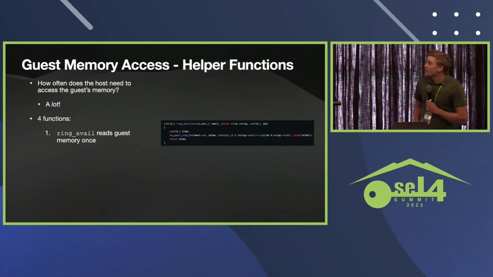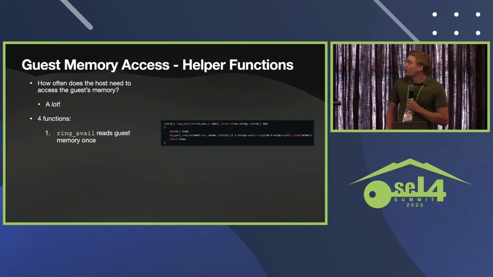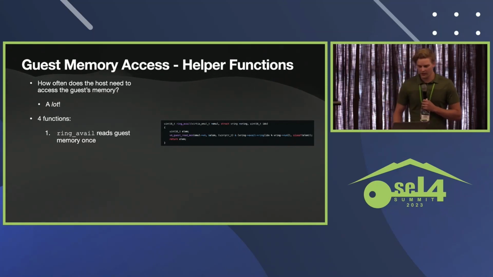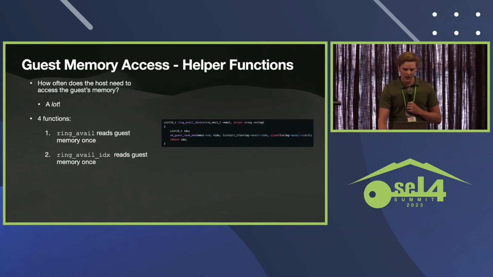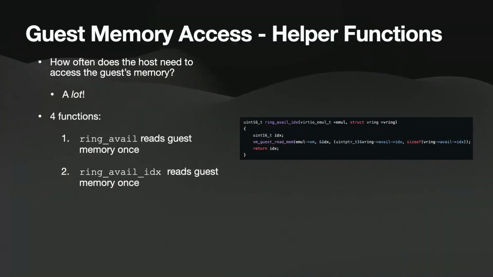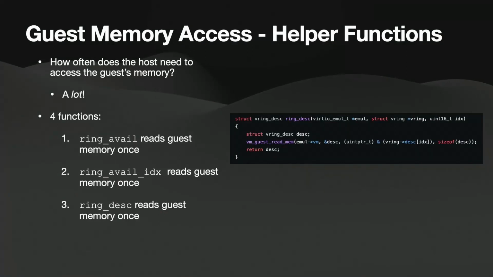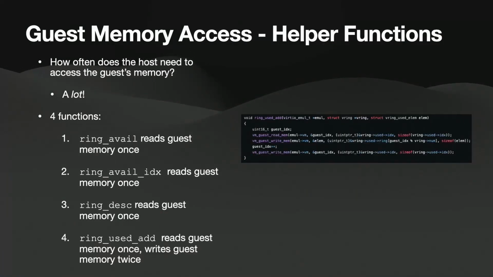So that begs the question, how often does the host need to access the guest memory to send and receive packets? The answer, a lot. So in the emulation layer, there are 4 functions. These are all available on GitHub. I don't know how well you can see them, but the first one is ring avail, that reads guest memory once. Ring avail index reads guest memory once. Ring desc reads guest memory once. And ring used add reads guest memory once and writes guest memory twice.